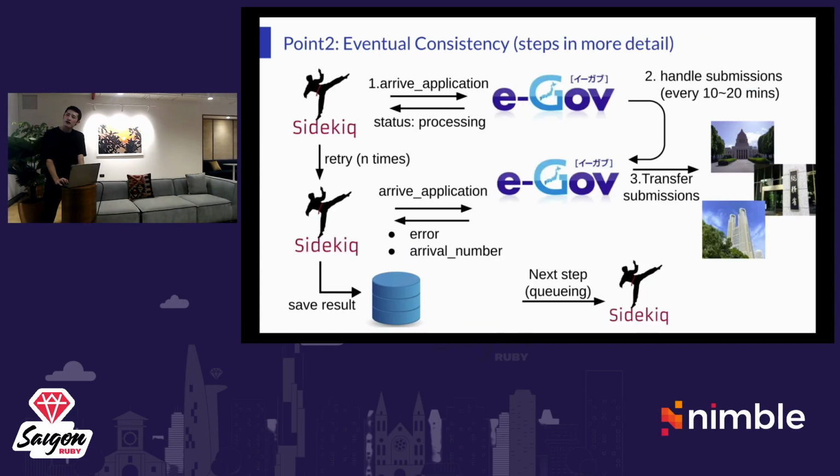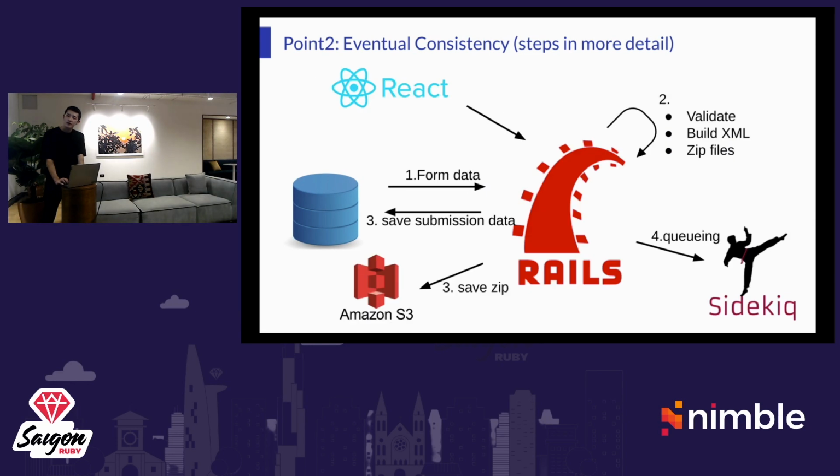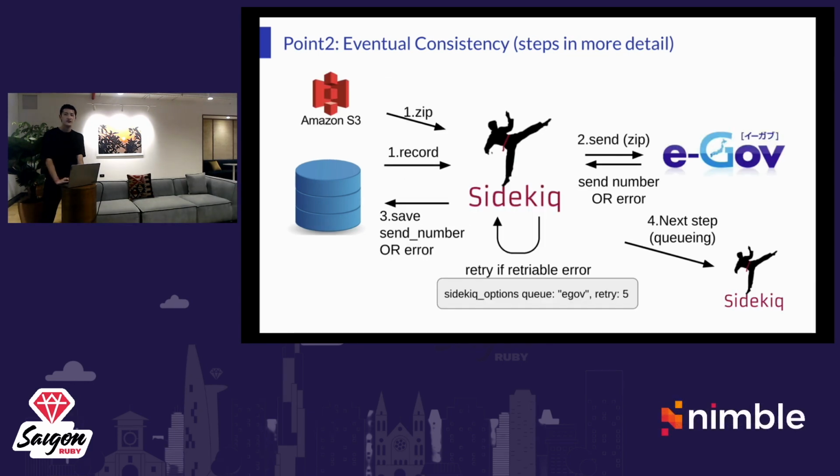So for each step, we save data and fetch data from the database. Before sending the API, we save the submission data to the database. After that, Sidekiq fetches data from the database, then calls several APIs.